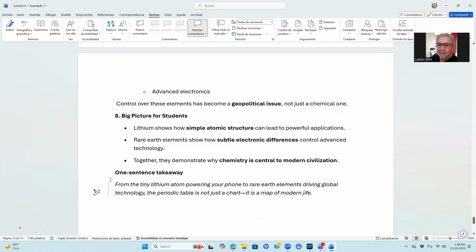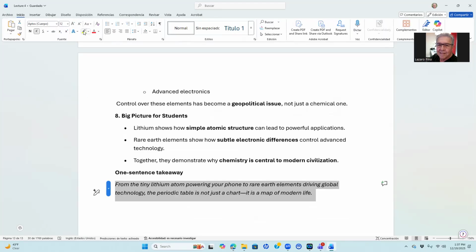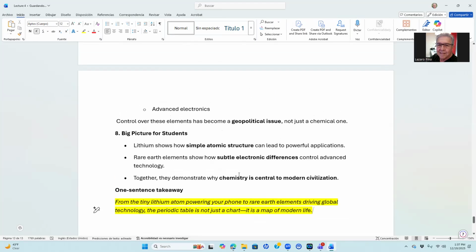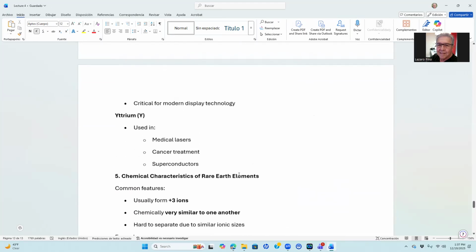Okay, I want you to pay close attention to this because it's what I wanted you to understand in this lecture. Remember that from the tiny lithium atom powering your phone to rare earth elements driving global technology, the periodic table is not just a chart, it's a map of modern life.